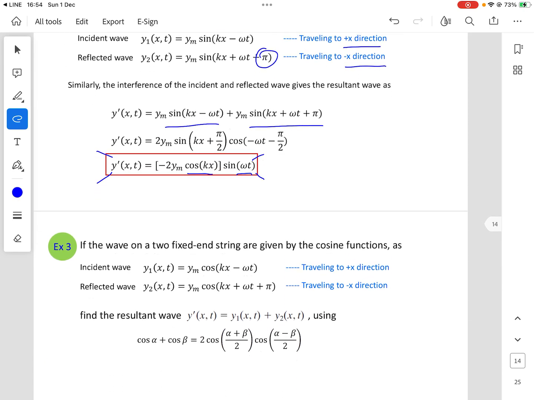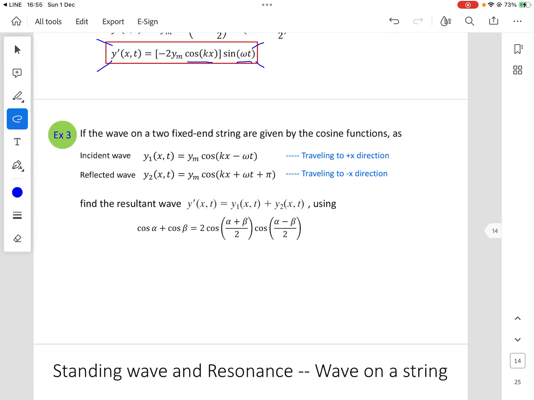All right, so next, like I mentioned, you can also define the incident wave as a cosine function, and in this case you will get the reflected wave also as a cosine function with a phase shift, right, traveling in the opposite direction. Try by yourself, using this formula to combine the cosine functions and get the resultant wave.